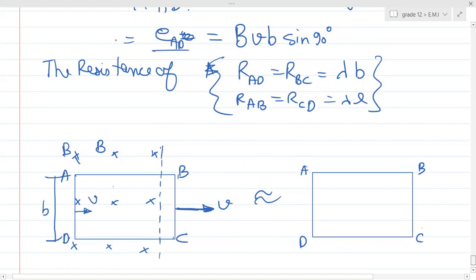So please remember here A is bigger. So VA minus VD should be bigger. Okay.